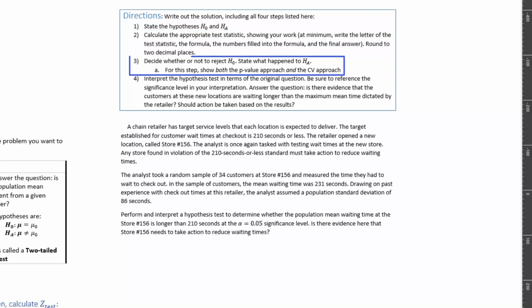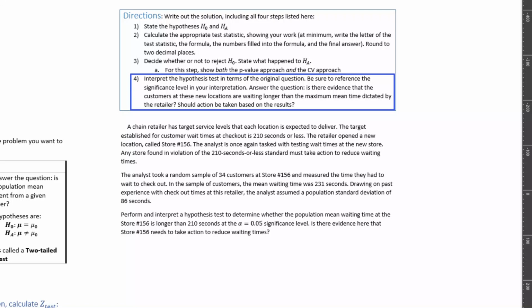Step 3 says decide whether or not to reject HO, state what happened to HA, and for this step, show both the p-value approach and the CV approach, the critical value approach. Step 4 says interpret the hypothesis test in terms of the original question. Be sure to reference the significance level in your interpretation.